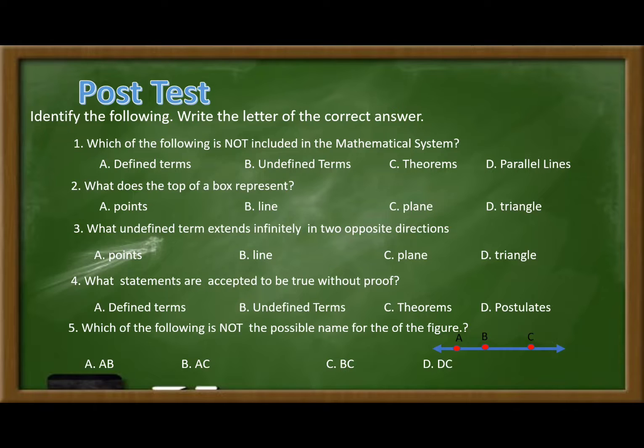Number 4. What statements are accepted to be true without proof? Letter A. Defined terms. B. Undefined terms. C. Theorems. D. Postulate. Number 5. Which of the following is not the possible name for the figure? Letter A. Line AB, line AC, line BC, and D. Line BC.